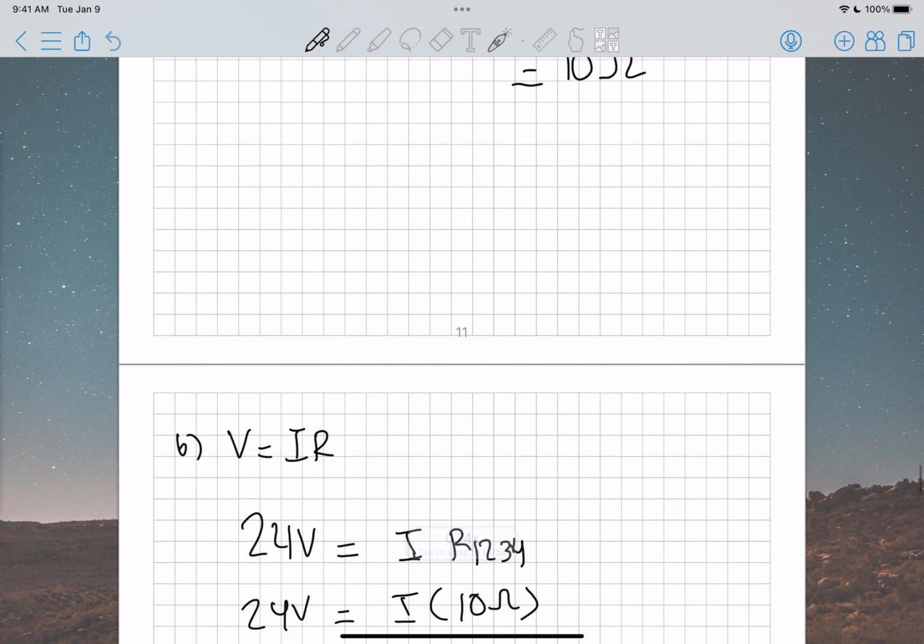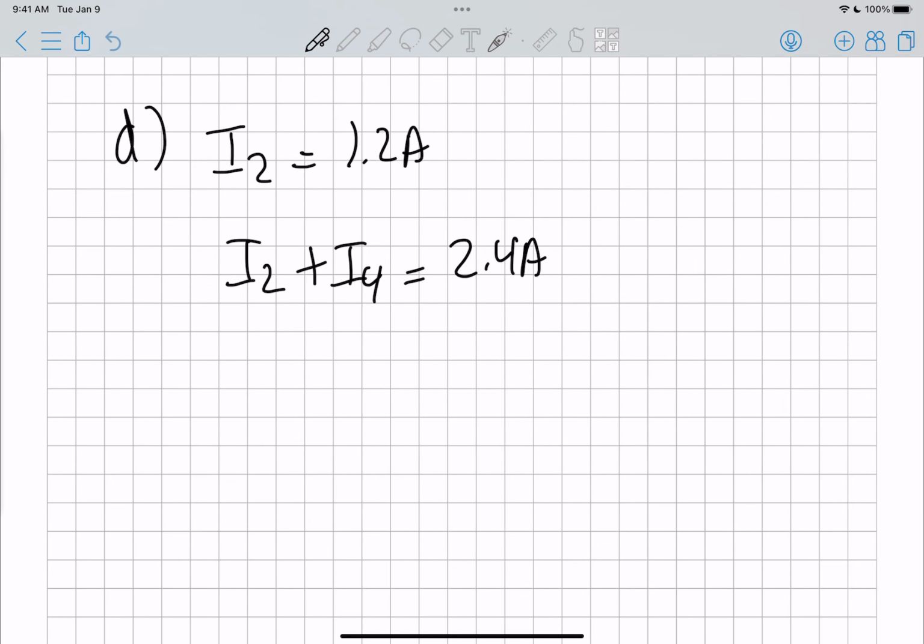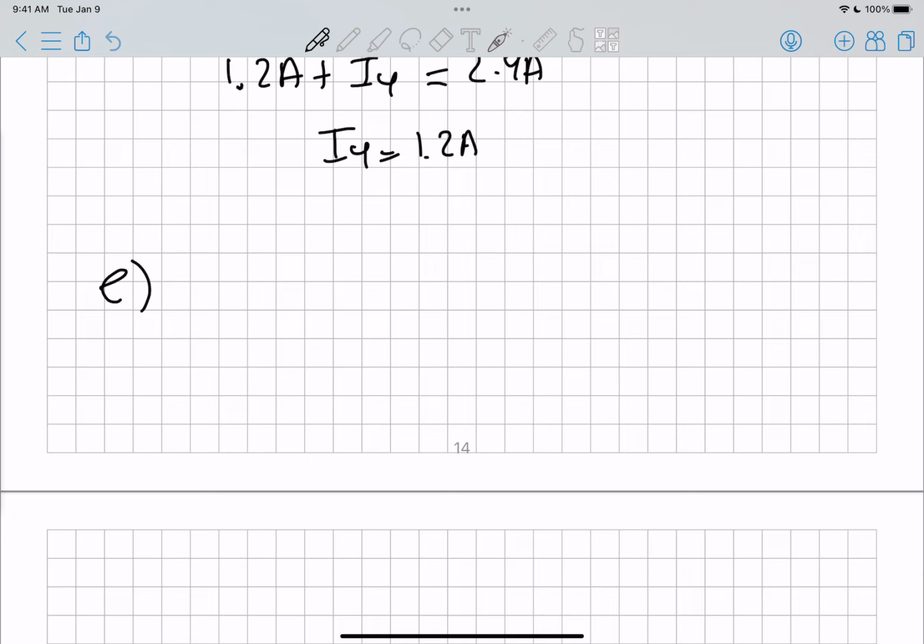They had to reunite. So if I had 1.2 going through I2, through resistor 2, and I have 2.4 that needs to come out of A, then I can just say 1.2 amps plus I4, because resistor 4 is the last resistor that the current has to go through to get to A in that bottom branch. So this is equal to 2.4 amps, and then I4 is simply equal to 1.2 amps. Boom, done. And that's because R3 and 4 are in series. We kind of explained that earlier.